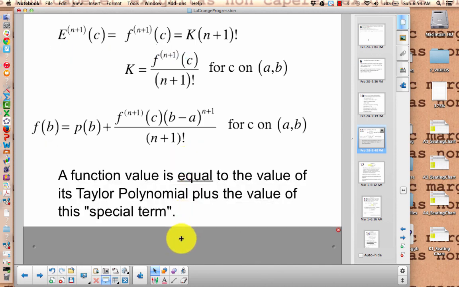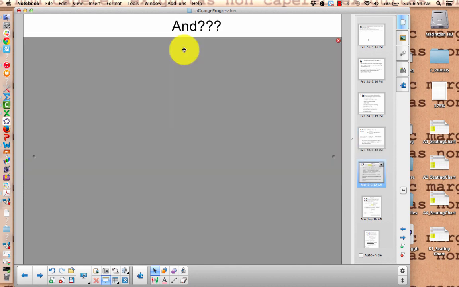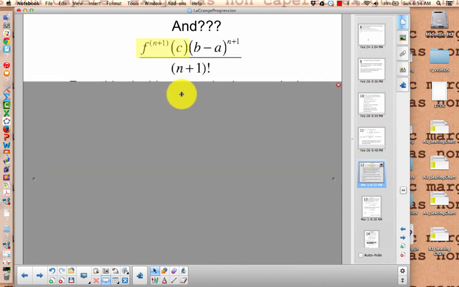So in English it says the function value is equal to the value of its Taylor polynomial. Before, it was approximately equal, but today it's equal to this plus the value of this special term. The special term is the whole key because it represents the error in the approximation of the Taylor polynomial to the function. So, big deal. Where do we go from here? It's all about this extra term.